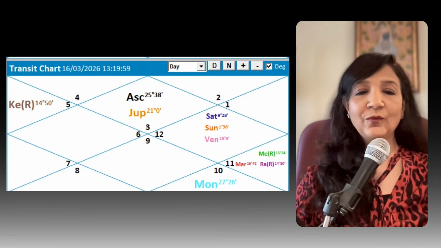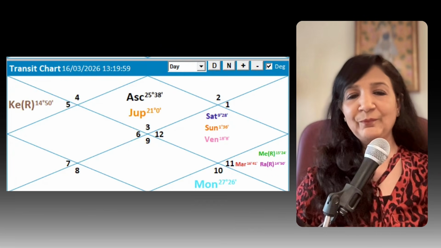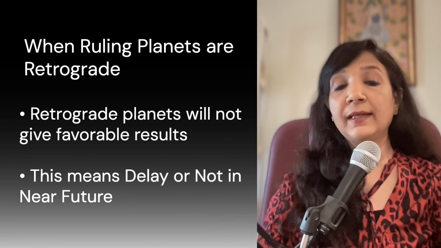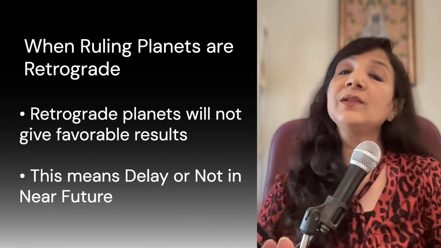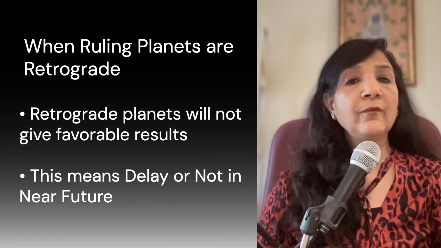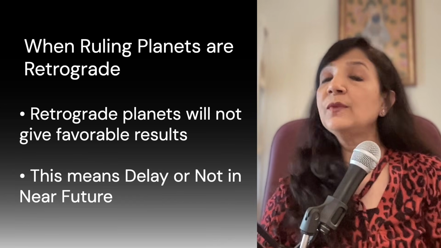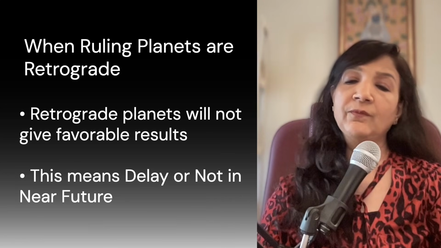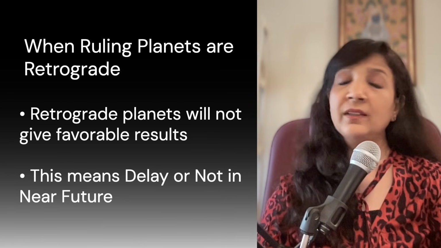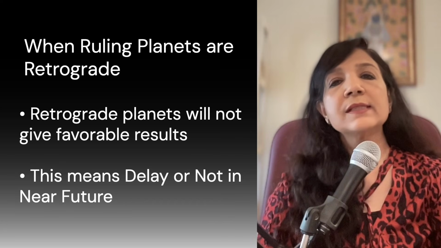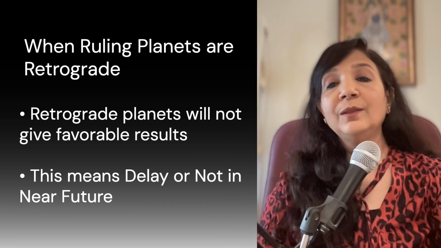So always be careful while analyzing Rahu and Ketu. Another important part is retrograde planets. Like these days, Mercury is retrograde. So if a retrograde planet appears in ruling planets, this will not give favorable results. So you have to reject that ruling planet, as this shows delay. So this does not confirm the prediction.